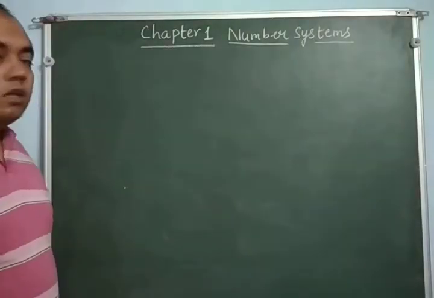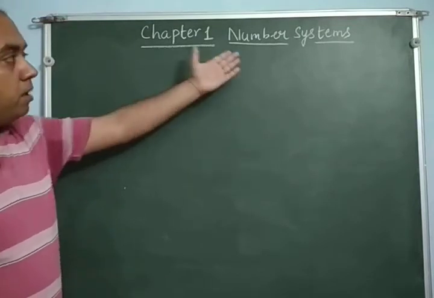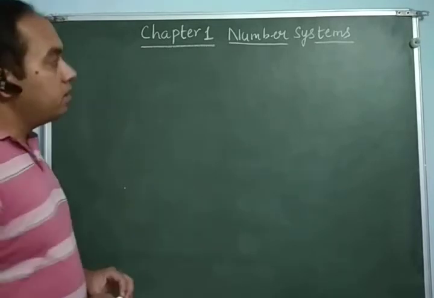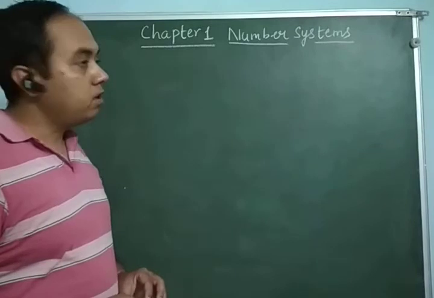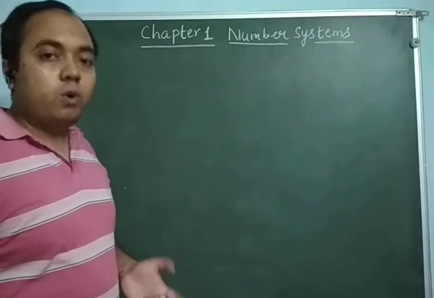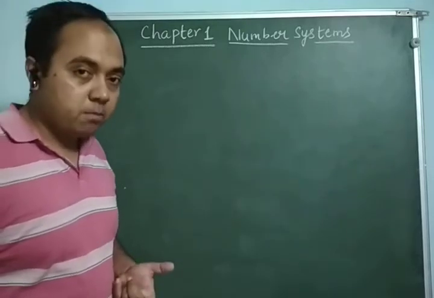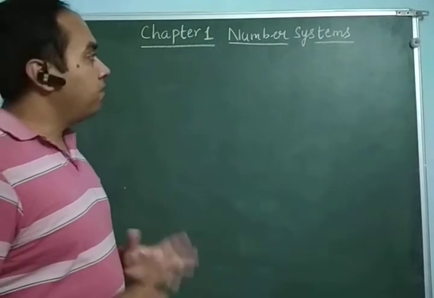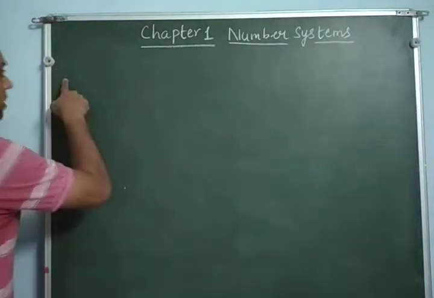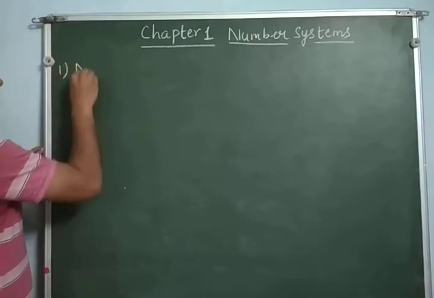My dear students, today we will study chapter number 1, number systems. This chapter is based on different patterns of numbers such as natural numbers, whole numbers, integers, rationals, and irrational numbers. One by one, we will discuss all these definitions. The first definition that we will discuss is natural numbers.